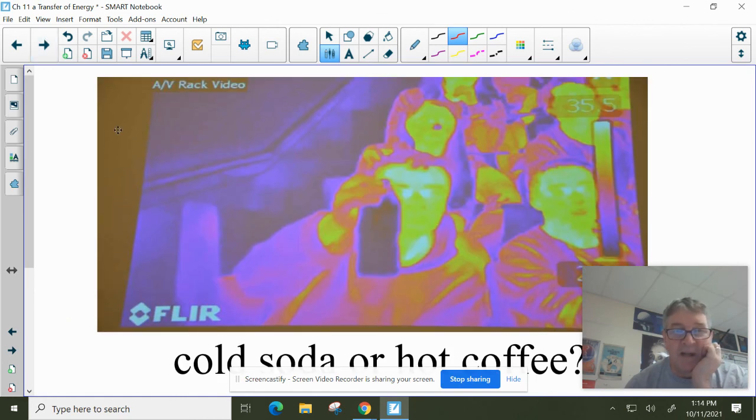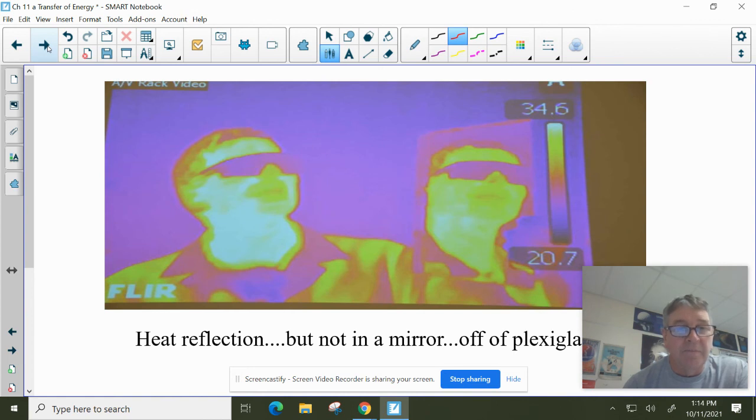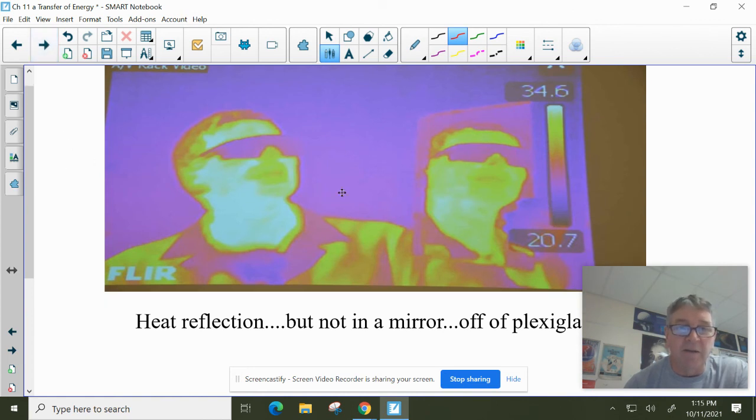Here's a person holding up again, is it a Coke or is it a cup of coffee? Well, it must be a Coke because it's a Gatorade bottle, I think. So the kid's face is hot and this is cold. It's a form of light being radiated out. This is showing a reflection. The radiation hits a surface that reflects it. So it's not a mirror, it's just a piece of plexiglass.